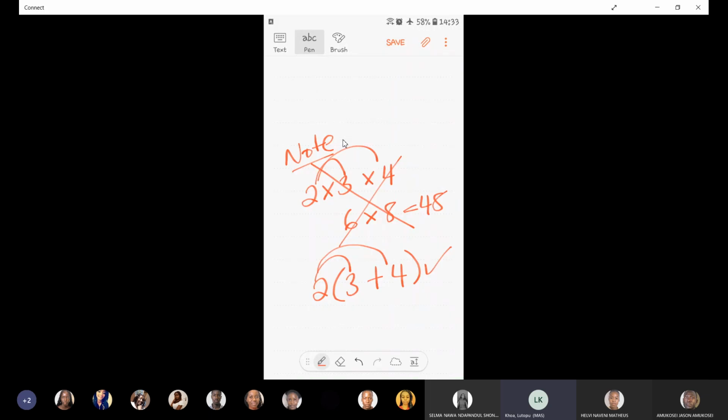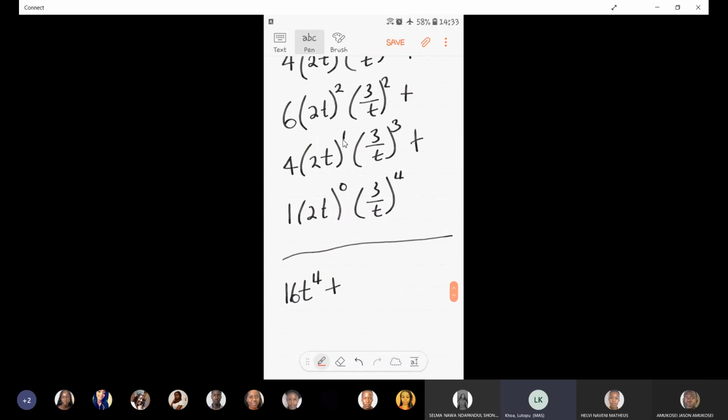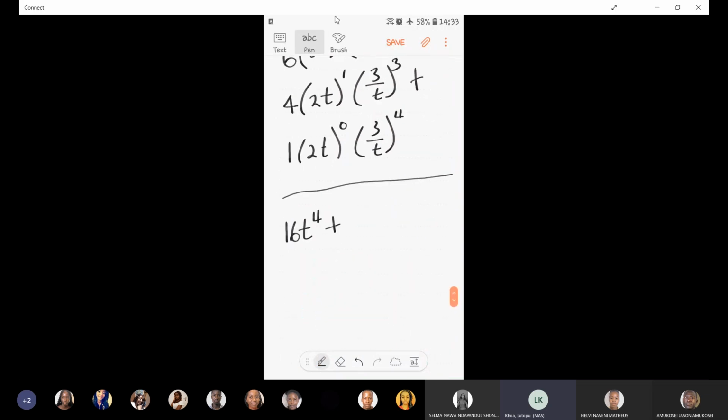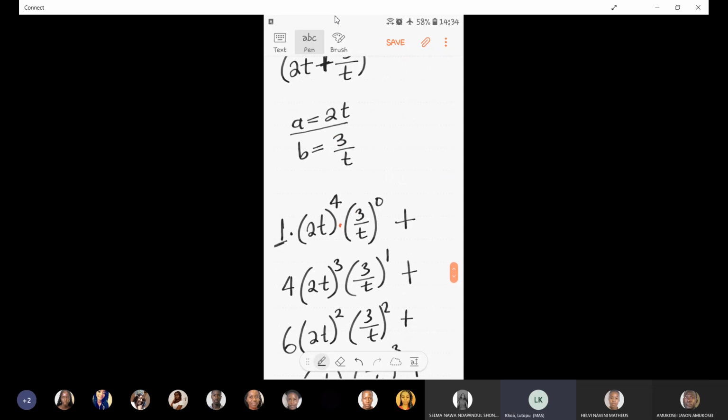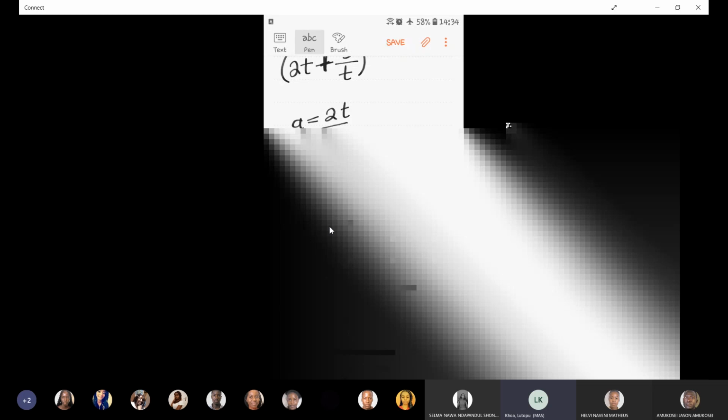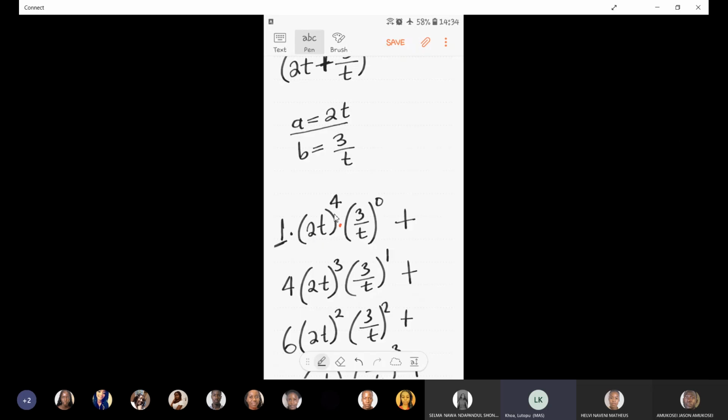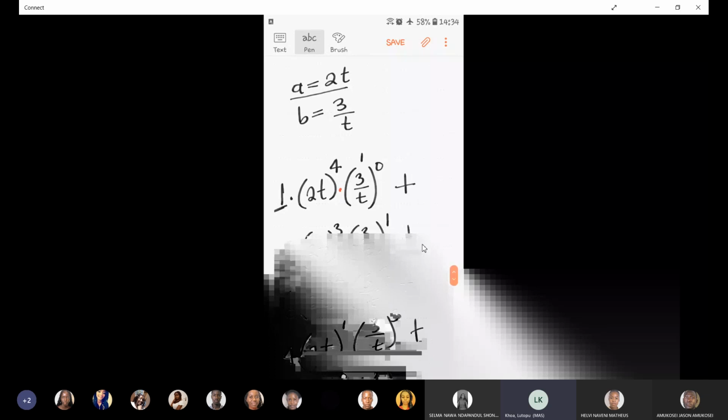Okay, so let's finish this one off. Here, the 16t to the power of 4, I just worked out this one. 1 is just 1. And then 2t to the power of 4, that's 16t to the power of 4. And then 3 over t to the power of 0 is equal to 1. So this is equal to 1. So I have 1 times this times 1, which gives me 16t to the power of 4.